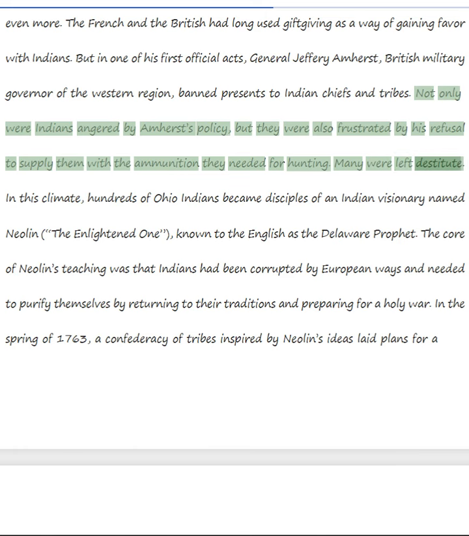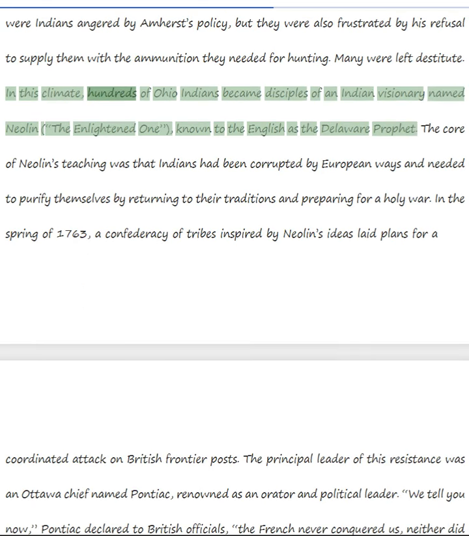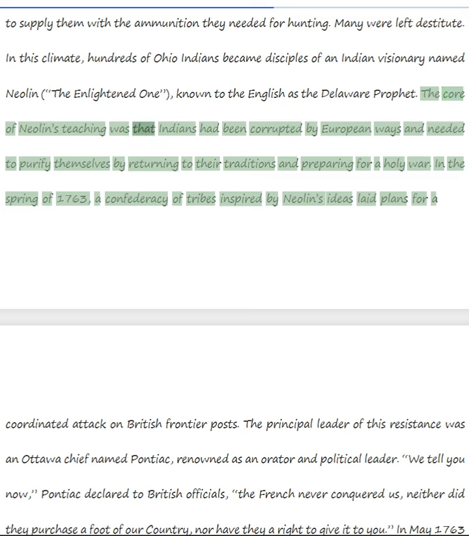Many were left destitute. In this climate, hundreds of Ohio Indians became disciples of an Indian visionary named Neolin, known to the English as the Delaware Prophet. The core of Neolin's teaching was that Indians had been corrupted by European ways and needed to purify themselves by returning to their traditions and preparing for a holy war.